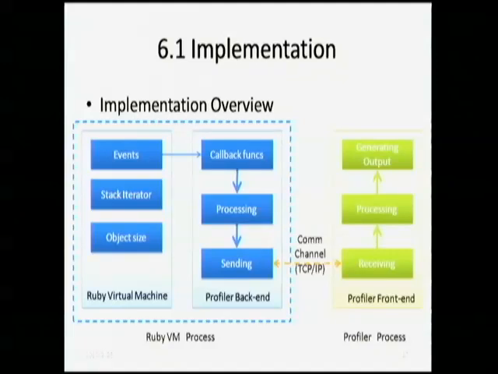And as for the modification on the Ruby virtual machine, there are 3 parts. First, we add 4 events to get information: new object, delete object, garbage collection start, and garbage collection stop. And we also implement a stack iterator to get the allocation call trees from the Ruby virtual machine. And we define a new method to get the actual size of an object, especially for customized objects.